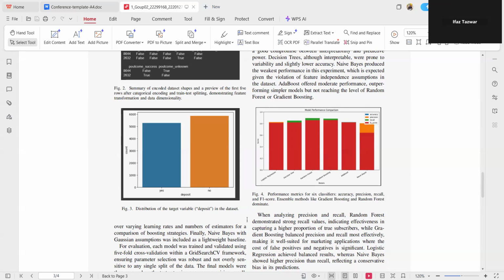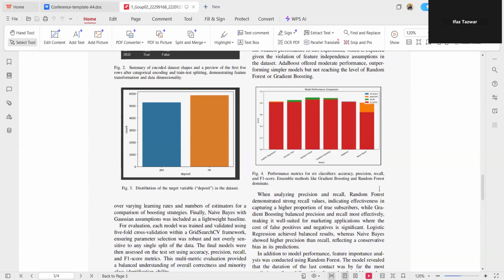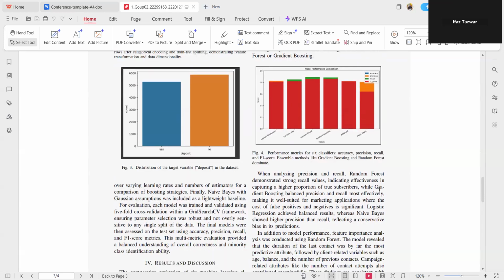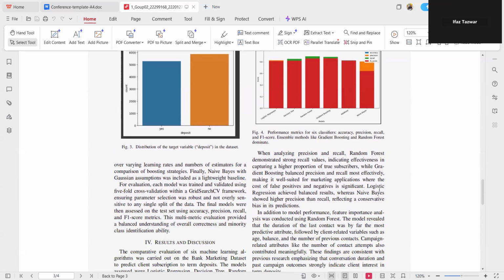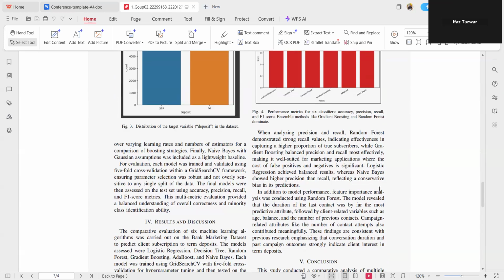Now let's talk about the results. We found that ensemble models, specifically random forest and gradient boosting, consistently outperform the simple classifiers. These models provided the best balance between precision and recall, which is crucial for real-world marketing applications where both false positives and false negatives carry significant costs.